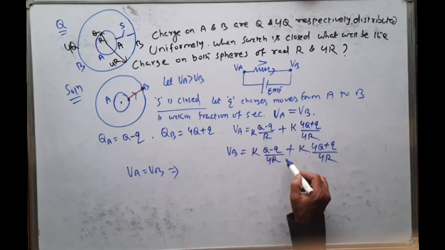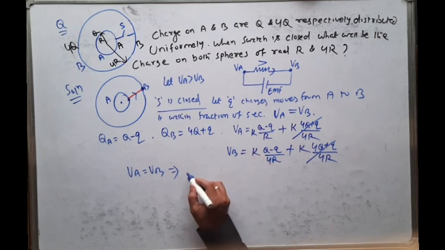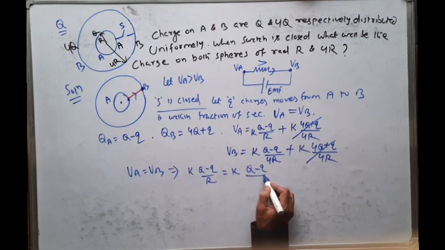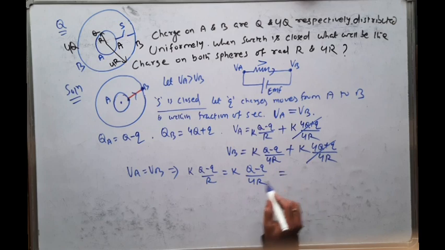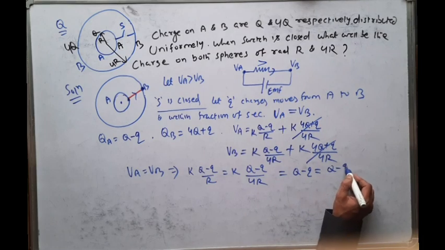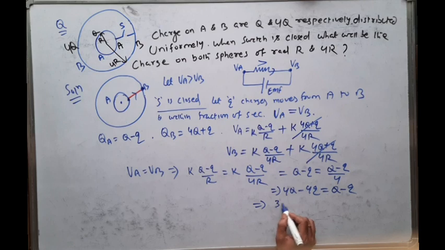So that implies this is equal to this. You can say this value will cancel. So K Q minus Q by R is equal to K Q minus Q by 4R. So K cancels, R cancels. So Q minus Q by 4, that is 4Q minus 4Q is equal to Q minus Q. So that is equal to 3Q is equal to 3Q. Is it correct? Yes. So that implies Q is equal to Q.